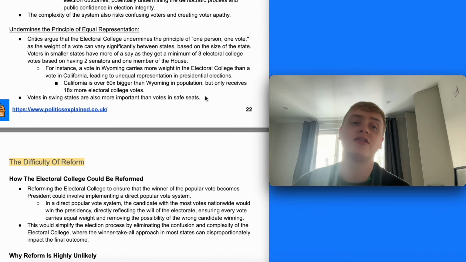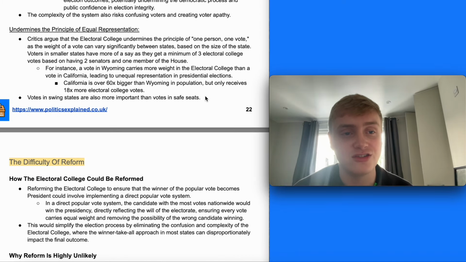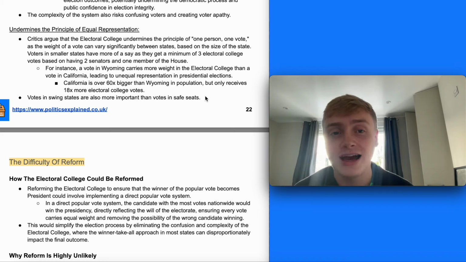And finally, it can be seen as undermining the principle of equal representation. Critics argue that the Electoral College undermines the principle of one person, one vote, as the weight of a vote can vary significantly between states based on the size of the state. So voters in smaller states have more of a say, as they get a bare minimum of 3 Electoral College votes based on having 2 senators and 1 member of the House.